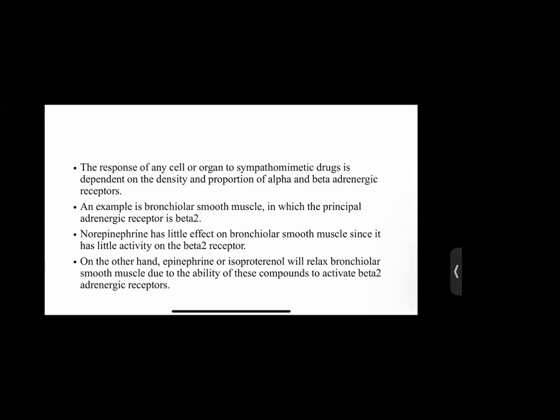An example is in the smooth muscles of the bronchioles, where we have principally the beta 2 receptors, as I previously said. Then the norepinephrine has little effect on this bronchial smooth muscle, since norepinephrine has little activity on beta 2 receptor. On the other hand, epinephrine or isoproterenol will relax the bronchial smooth muscles because of what? Its ability to activate the beta 2 adrenergic receptors that are concentrated on the lungs and the bronchial smooth muscles.